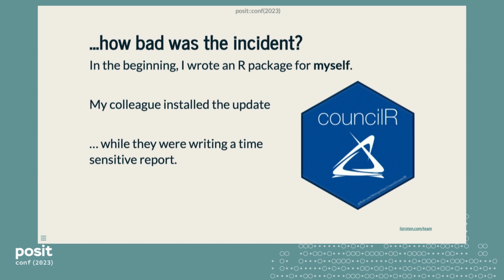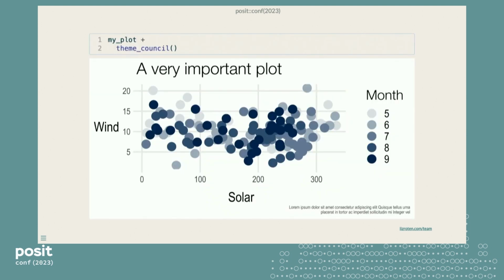So the thing is that what I did didn't break their code. It just changed things. So if we see this plot, where we have my plot plus theme council, where the font sizes are correct. The title is one of the largest fonts that you see. You can read the X and Y axis, as well as the legend title, the axis titles, all of it makes sense. And the caption is tiny, like it should be.